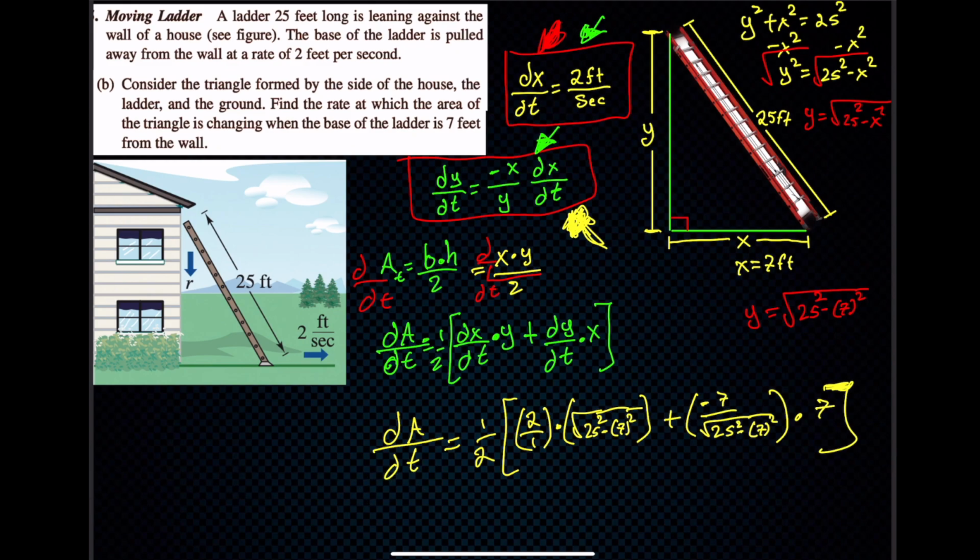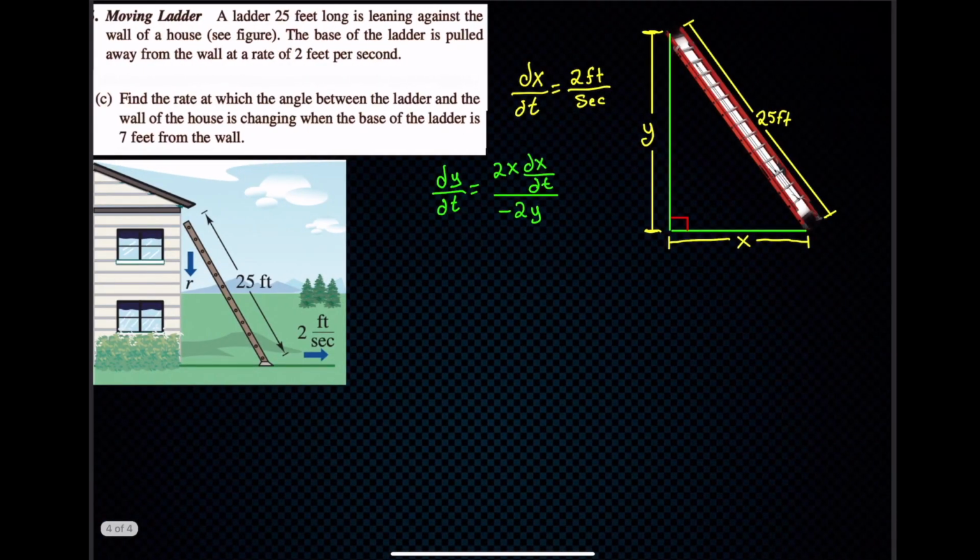All right, let's move on to the next part of the problem. The last piece that we're looking for is letter C. Find the rate at which the angle between the ladder and the wall of the house is changing when the base of the ladder is 7 feet from the wall. So once again, the angle that we're looking at is here. This is my angle theta. So because I know this is my x and this is my y, I want a trig identity that relates angles to my opposite side and hypotenuse.